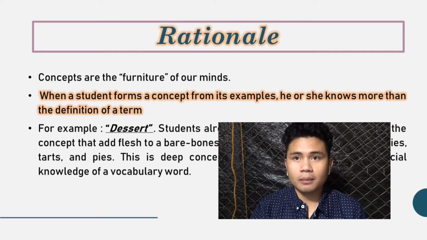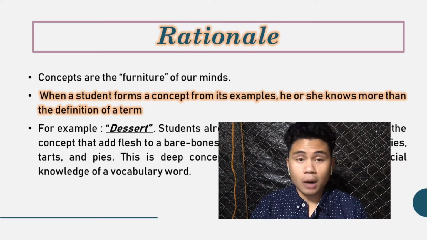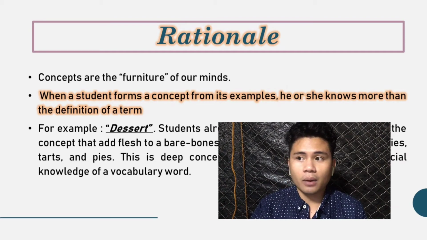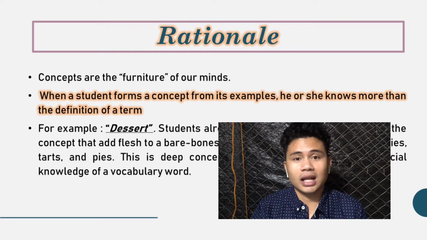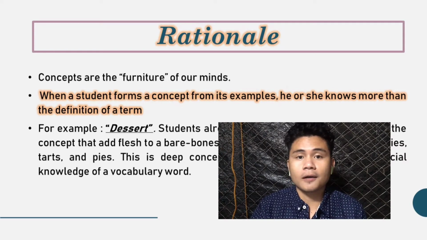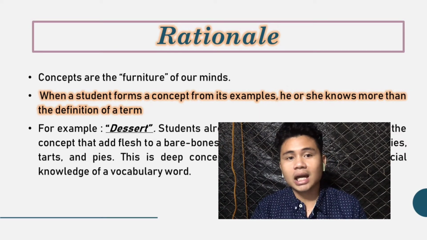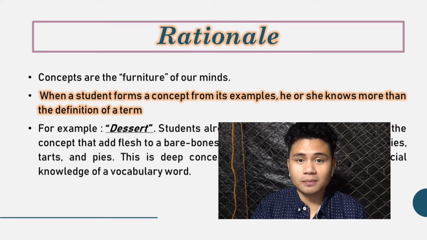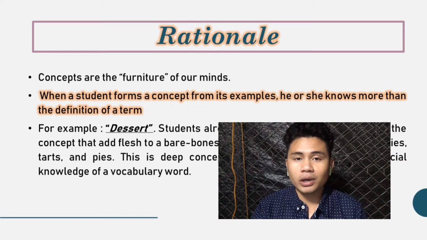Like for example, our shirt should be put in our drawer and our kitchen utensils should be put in our kitchen cabinet, or vice versa. When we see a drawer, we know that it contains our clothes, or when we see a kitchen cabinet, we know that it contains our kitchen utensils. Why? Because we already have a concept about these things.